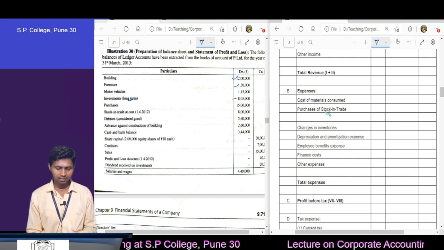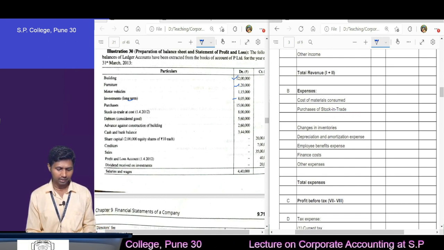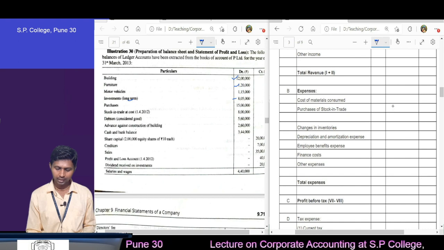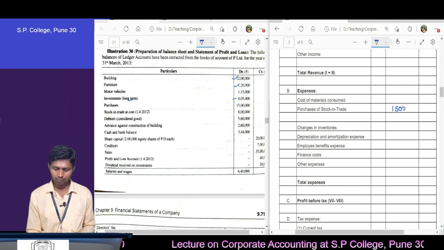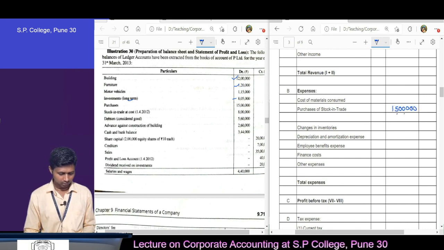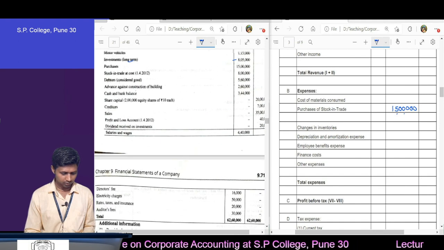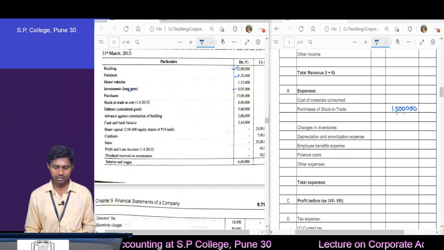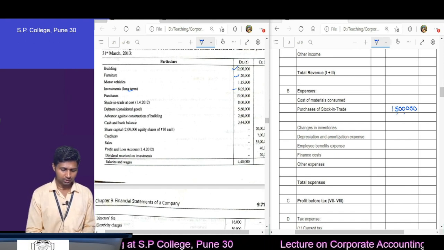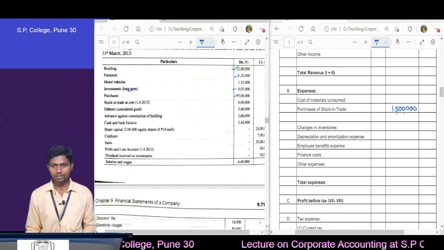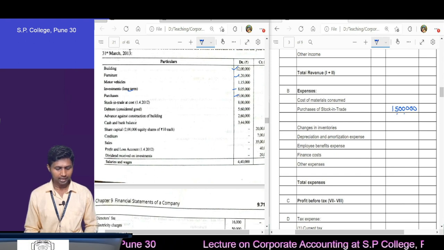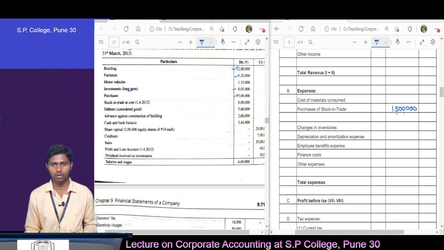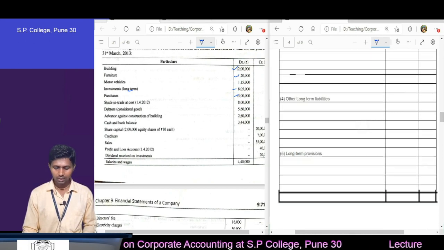If purchase return is given, then write that in the inner column directly, or if not, then directly in the outer column. I think in this problem they have not given purchase return. Do we have it? No, we don't. Therefore directly in the outer column, that 15 lakhs, you can write in the current year column. Yes, purchases are over. Then stock in trade at cost. Stock in trade in bracket 1/4, that means opening stock of finished goods.